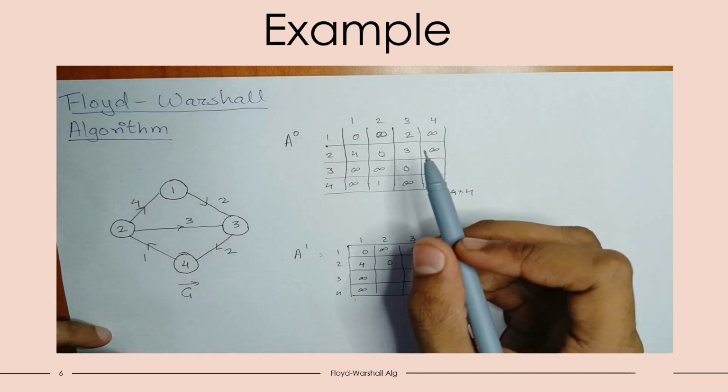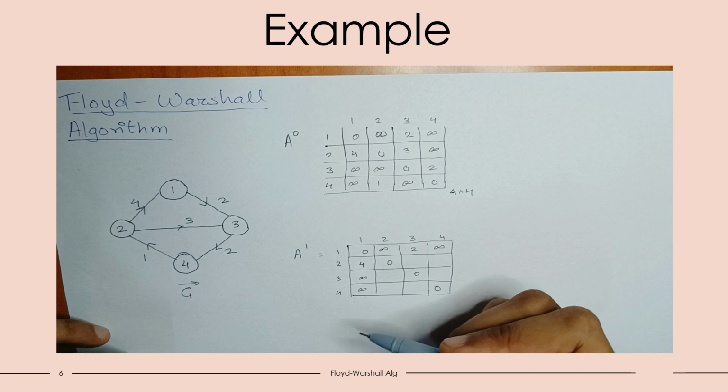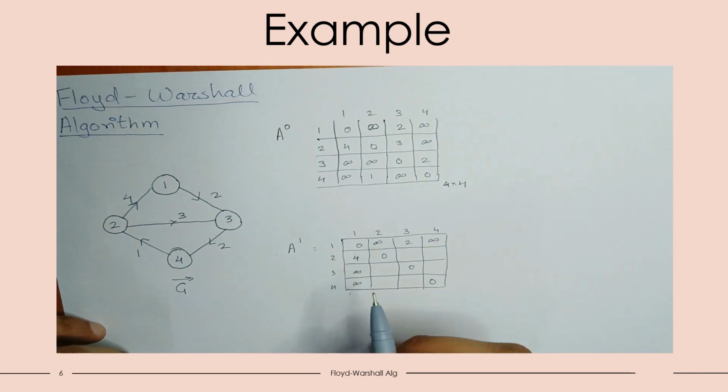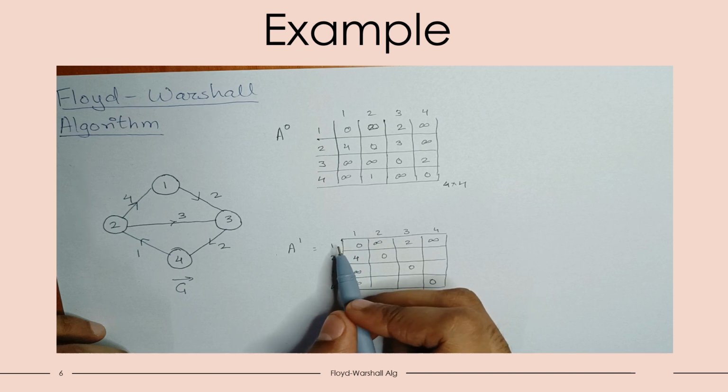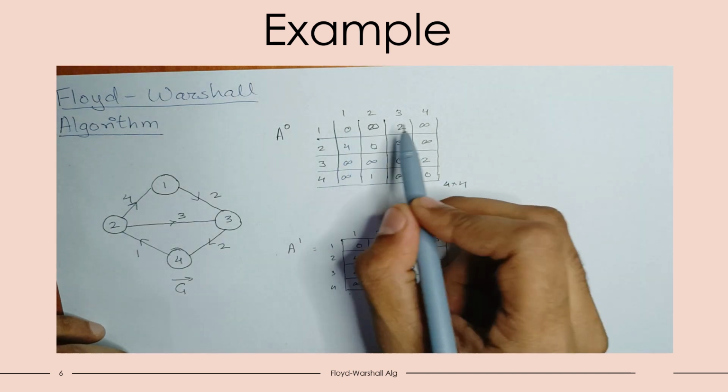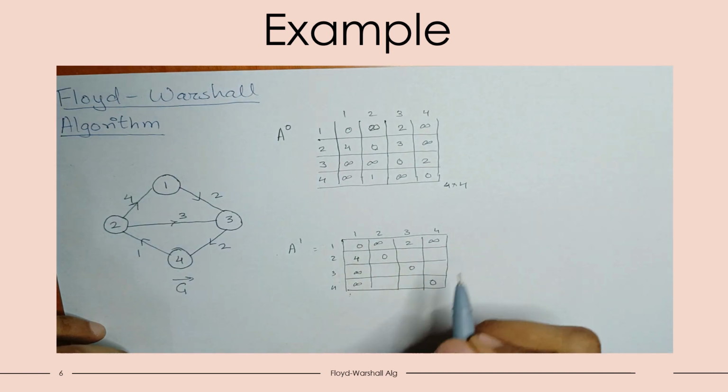Now, from this matrix A naught, we create one more matrix A1, where the intermediate vertex will be 1. Therefore, the first row and first column will remain fixed. This first row and first column will not be changed. And these diagonal elements will also be 0.